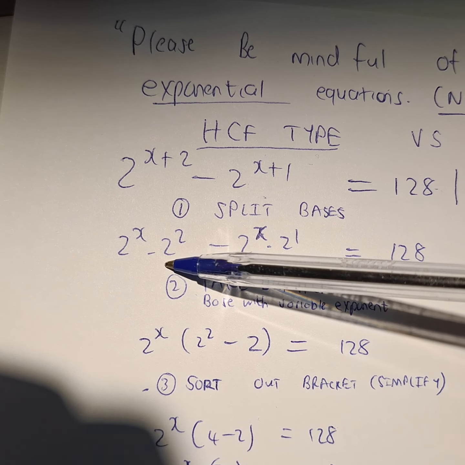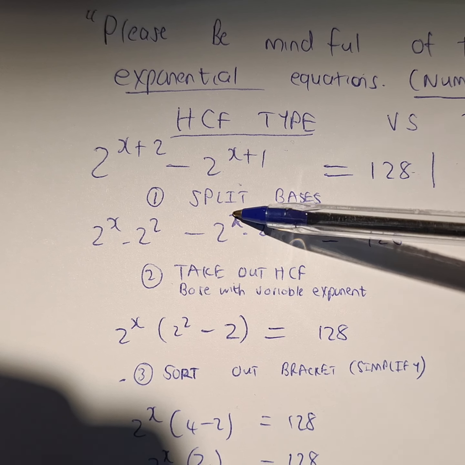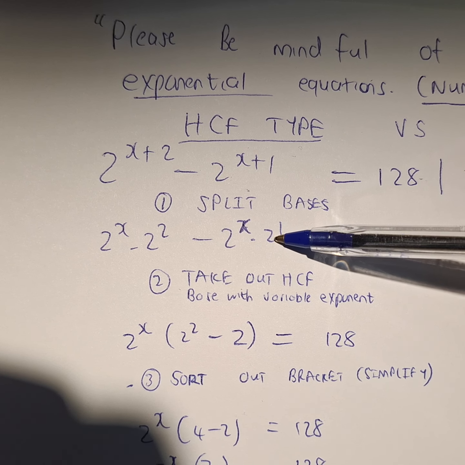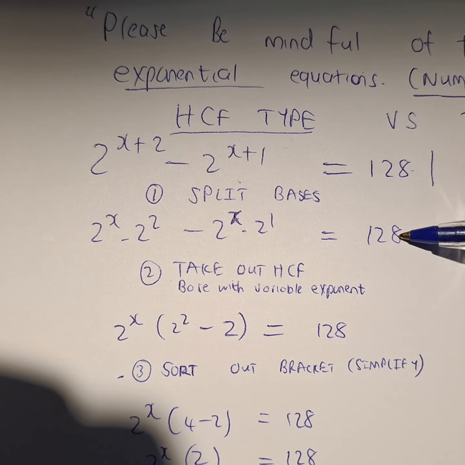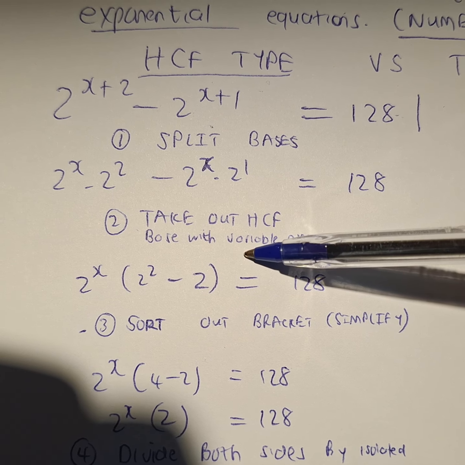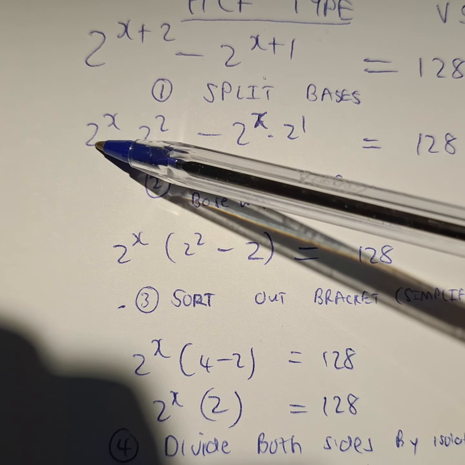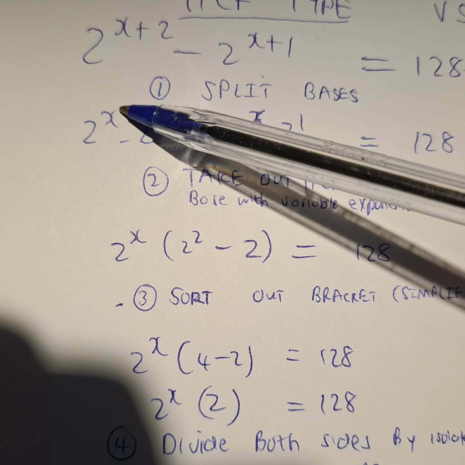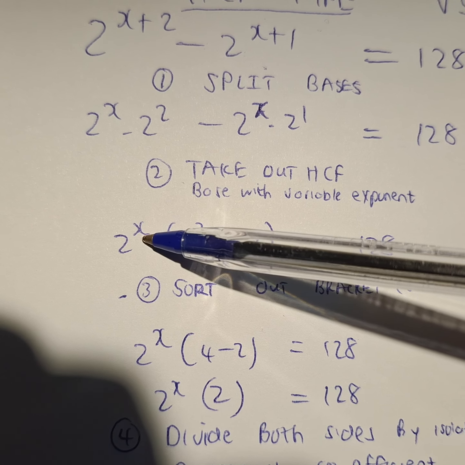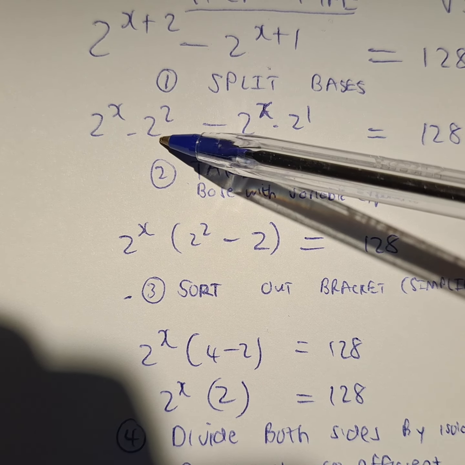to the power x times 2 to the power 2, and we split 2 to the power x plus 1 to be 2 to the power x times 2 to the power 1, which is equal to 128. After splitting, we take out the highest common factor. Usually it is the base with the variable exponent, so the base 2 with the variable exponent x, we'll take that out as our highest common factor, so that we are left inside the bracket with numerical exponents only.